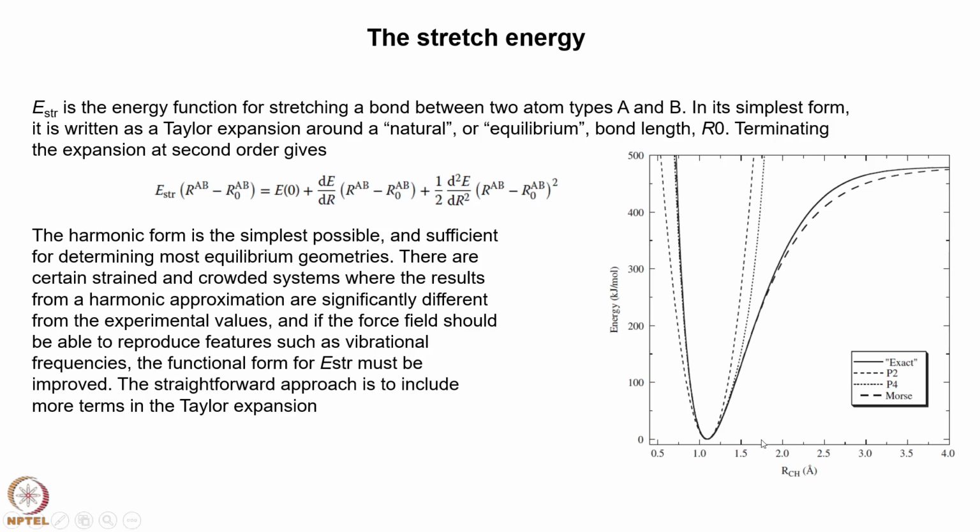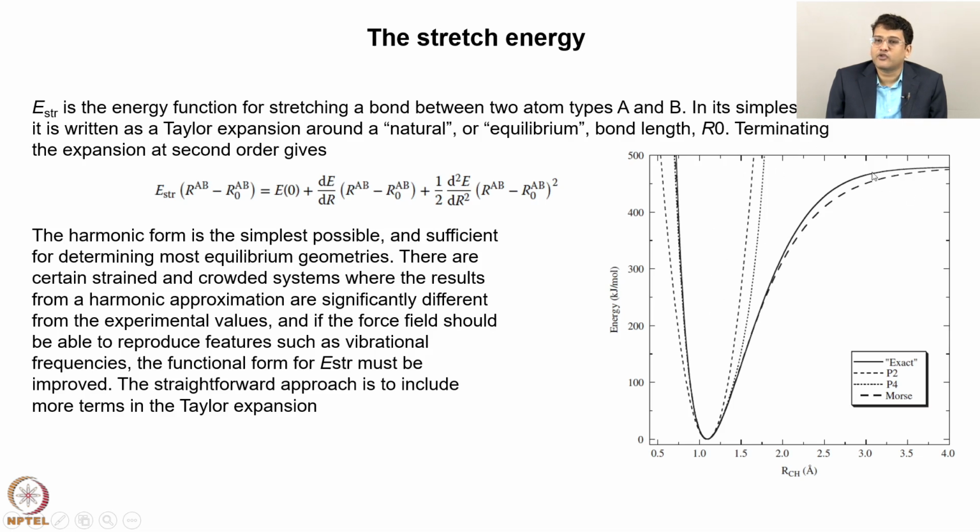You can see it here, but there are certain strained or crowded systems where the result from an harmonic approximation is significantly different from the experimental values. And of course, if the force field should be able to reproduce features such as vibrational frequency, the functional form of E stretching must be improved. The straightforward way, of course, is to include more and more terms. So, if I take up to fourth order term, my stretching behavior is still improved a little bit.